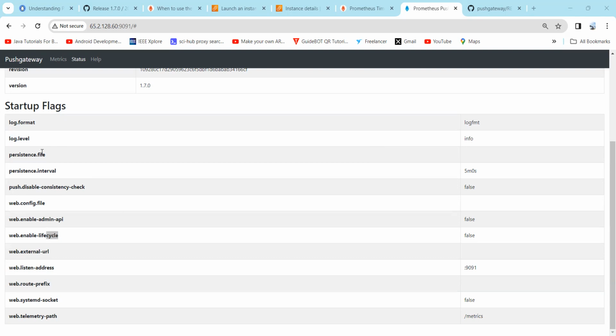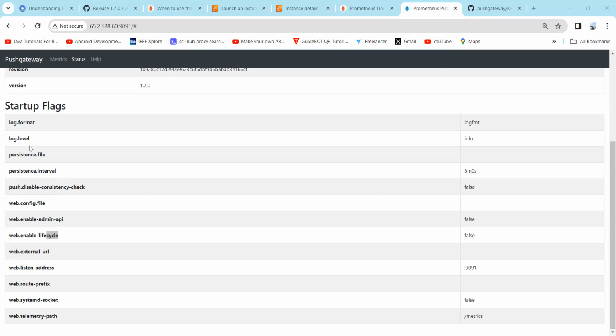Then is the persistence file. So if specified, then the push gateway writes its state to this file every persistence interval time period. Next is the persistence interval. We can set it up to 5 minutes. So it will define how often the state should be written to the previously specified file. Then is the push disable consistency check. So if specified, then the metrics are not checked for correctness at ingestion time. So it should not be specified in the absolute majority of cases.